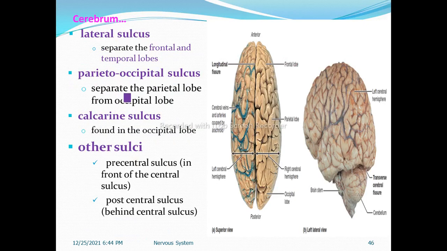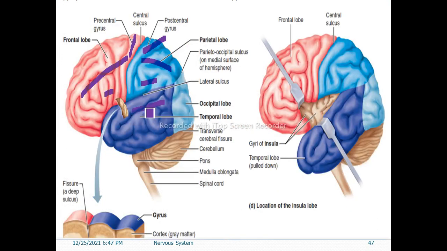The other is the parieto-occipital sulcus. The parieto-occipital sulcus separates the parietal lobe from the occipital lobe. This is the parietal lobe. This is the occipital lobe. This fissure is known as the parieto-occipital sulcus.